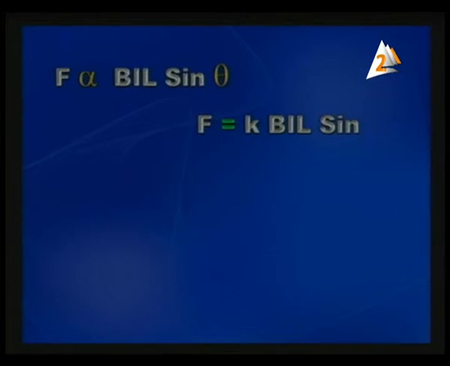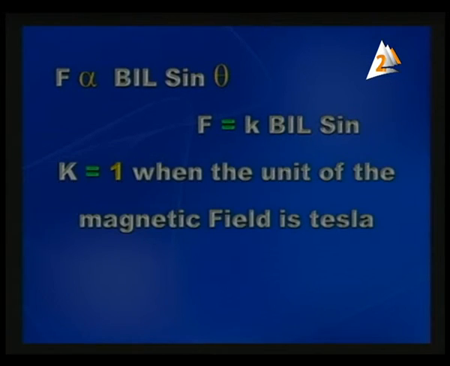The proportionality sign is replaced by an equality sign as usual. Then we put a constant. The constant is denoted by letter K. But there is something very important about this constant. K equals 1 when the unit of magnetic flux density is Tesla. So K equals 1 when the unit of the magnetic flux density is Tesla.